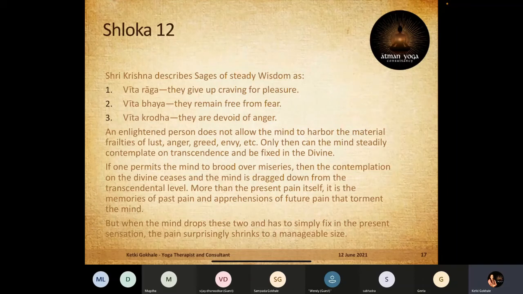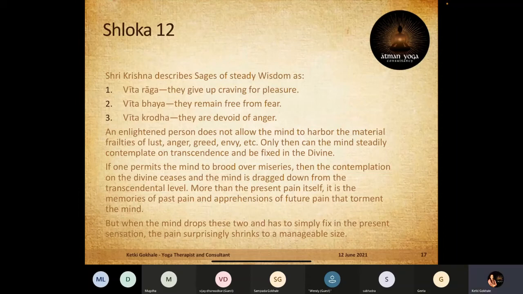Only then can the mind steadily contemplate on the transcendence and be fixed in the divine. So you need to do a lot of work. You need to overcome the Shatripus, the six enemies of mind. You need to overcome the five kleshas, the sufferings, the mula swabhav of our own self. That is avidya, asmita, raga, dvesha, and abhinivesha.